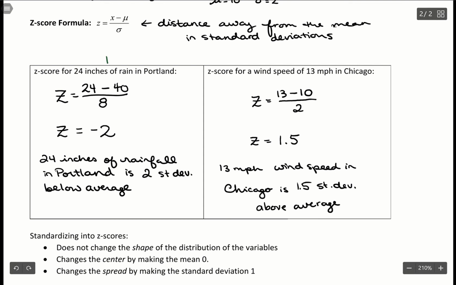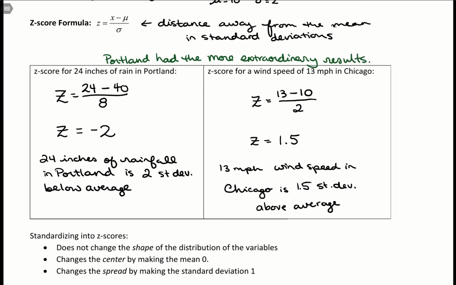So write that here. Portland had the more extraordinary results. And it was because it was basically further from 0. So you could think about comparing the absolute value of the two numbers here. Sometimes it matters if it's above average versus below average, like exam scores. If you want to see who did better on a test, you would want the values to be positive.